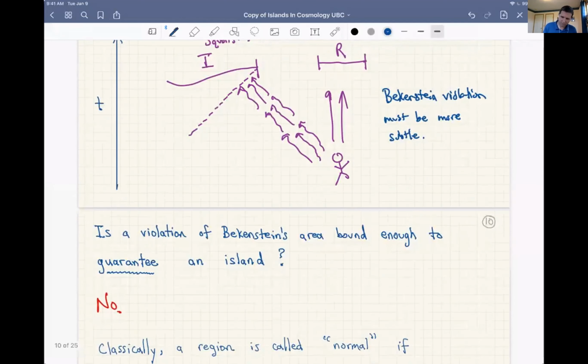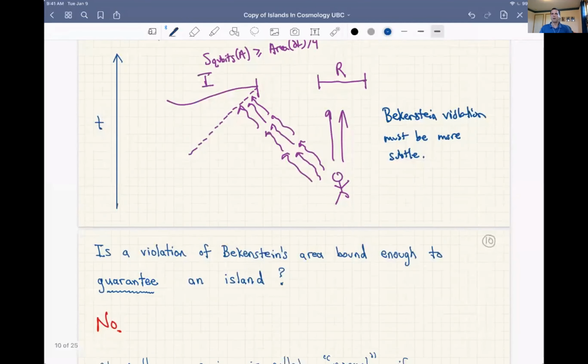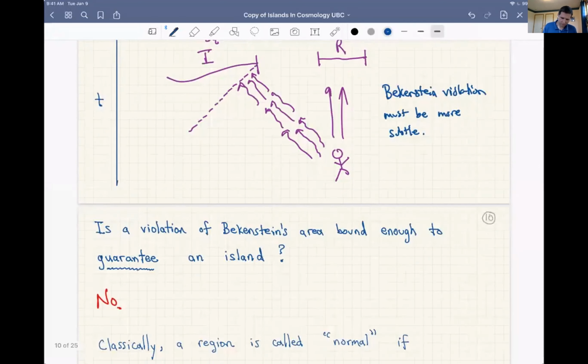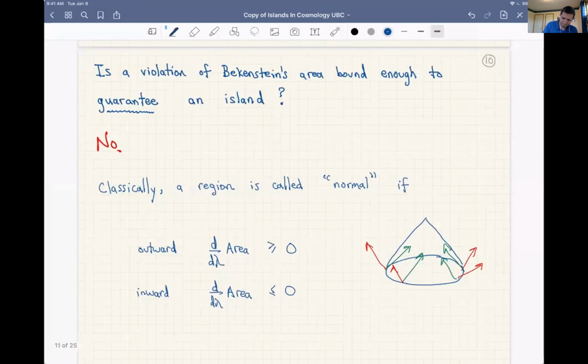So now, is a violation of Bekenstein's area bound enough to guarantee an island? That might be our next guess, is maybe if we violate the Bekenstein bound, we always get an island in that situation. But no, it's not enough. To explain the other conditions, let me first define what is called a normal region. So classically, a region is called normal if it obeys these two conditions. Basically, it says that outward going light rays unfocus and inward going light rays focus. A simple example of a normal region in flat space-time would be a circular region. If you have a circular region and you look at the ingoing light rays, they converge. So that's a normal thing to do. If you look at the outgoing light rays, they diverge. So that's called a normal region.